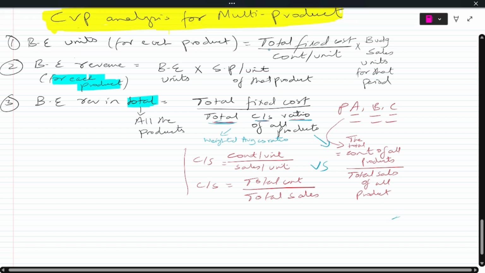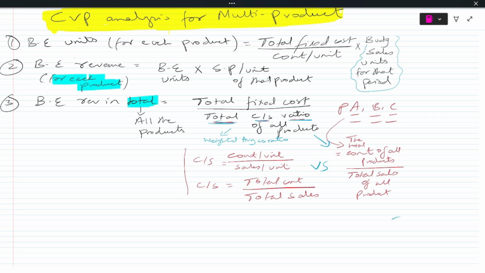Right? So the formula for break-even units is the same as what we learned for the single product, but the only difference is this part, that you have to multiply budgeted sales units for that period over here, which you did not used to do in the single product. So this is the only difference, right? When it comes to break-even revenue for each product, the formula is the same, that you take the break-even units and you times it by the selling price per unit of that product.